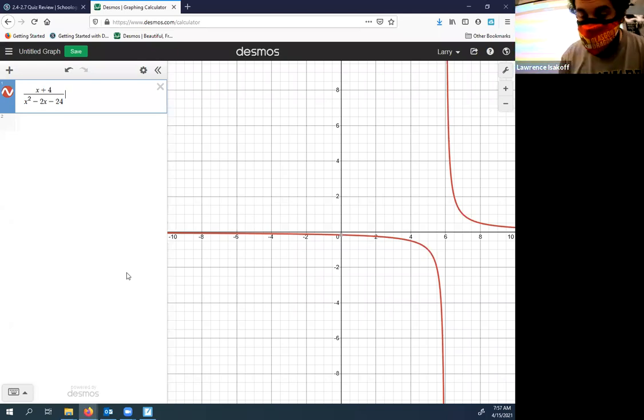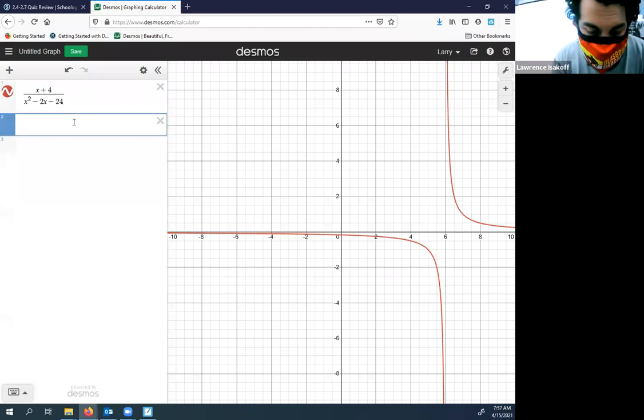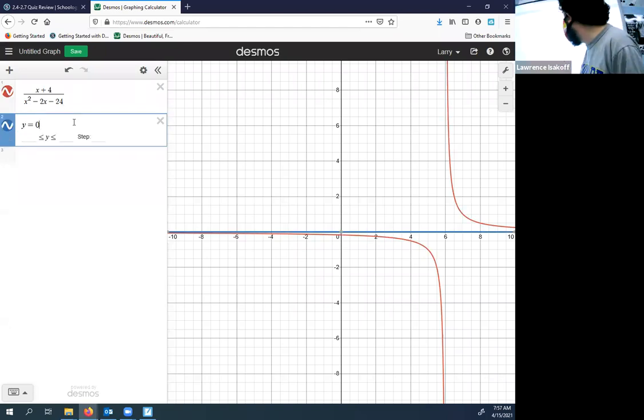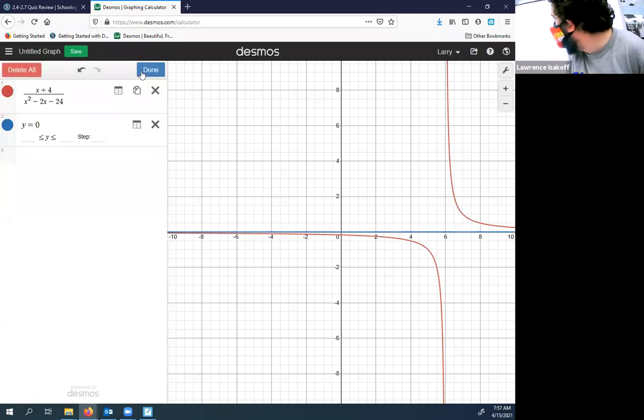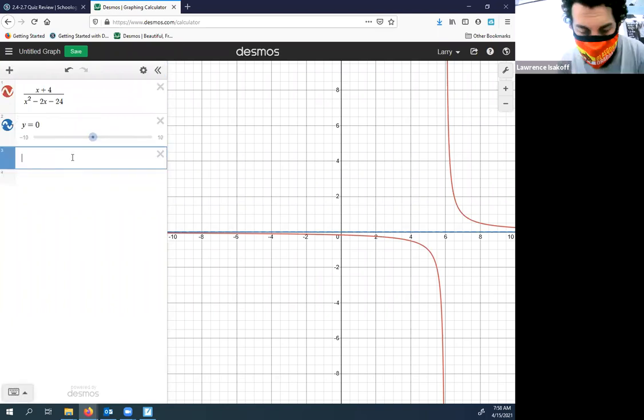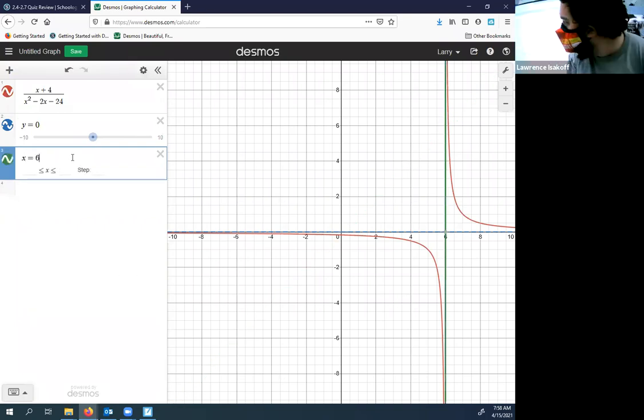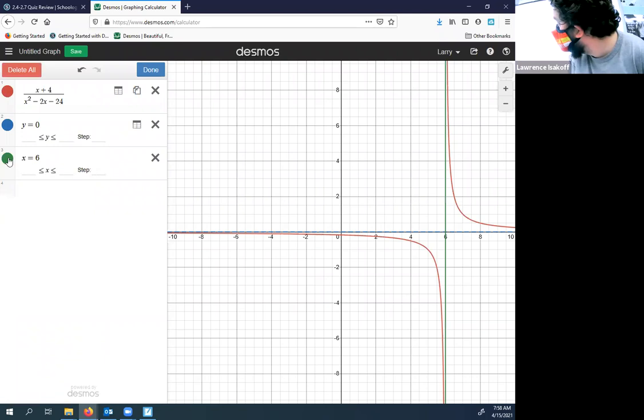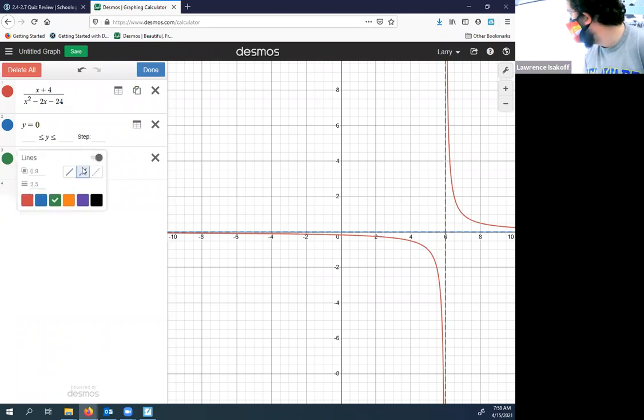Remember, if we were doing it on Desmos, we would have to say y equals 0, put that horizontal in. Please remember, I like to see those as dashed, so hit your gear, hit here, and change it to a dashed line. And then my vertical was x equals 6. So if we're doing it on Desmos, I need to see those asymptotes in there.